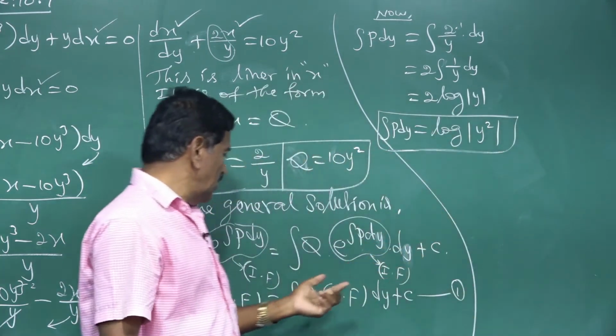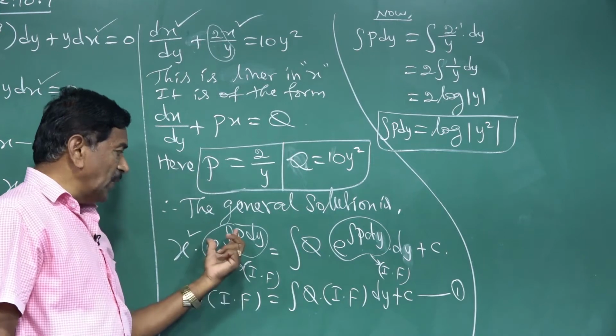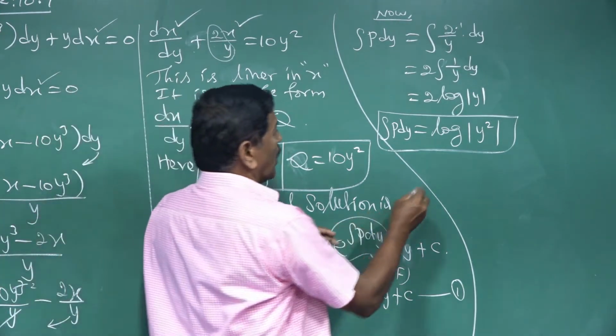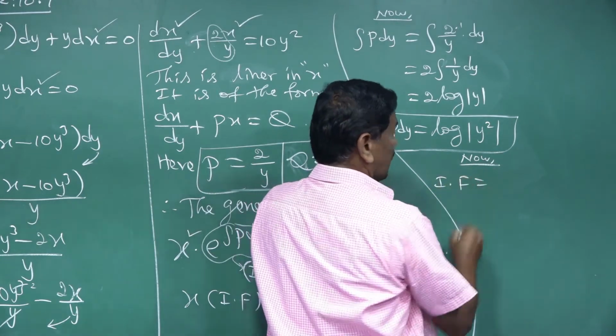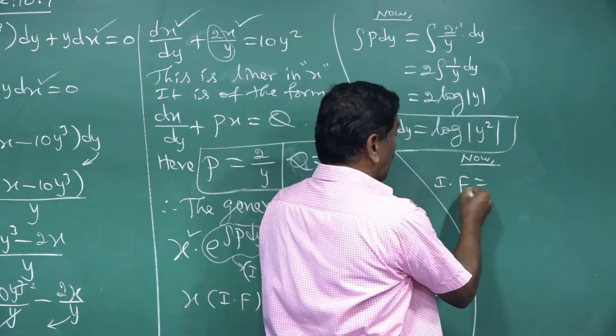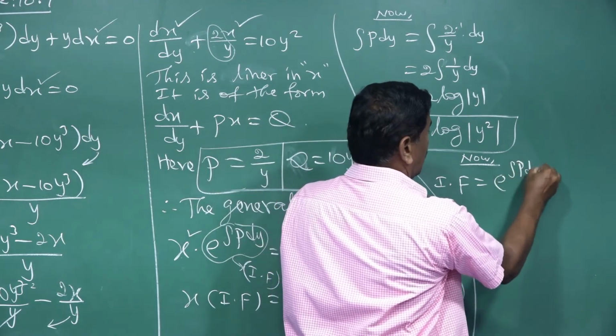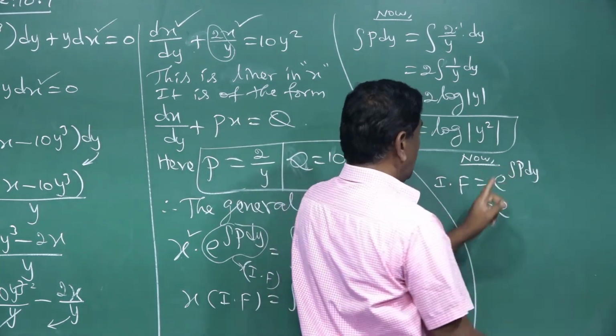But we need the integrating factor. The integrating factor is equal to e power integral P dy. That's all. Now the integrating factor is equal to e power integral P dy, which is equal to e power integral P dy.